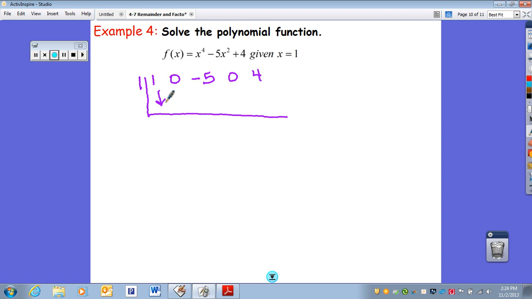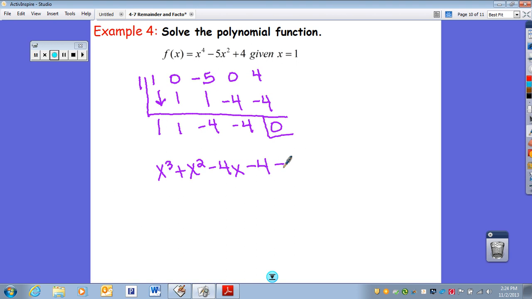So we bring down the leading coefficient. We multiply the two together and add. We multiply the two together and add. We multiply the two together and add. We multiply the two together and we add, and we get 0. So we have 4 terms, meaning that now we have an x cubed, x squared, minus 4x, minus 4, and we're going to set that equal to 0. Our polynomial is written in standard form. There are 4 terms, so we're going to use factor by grouping.